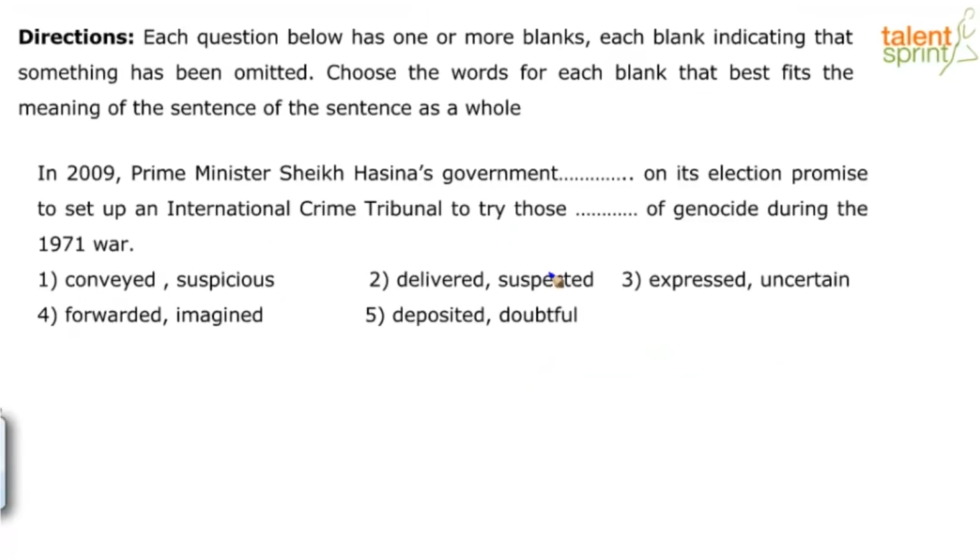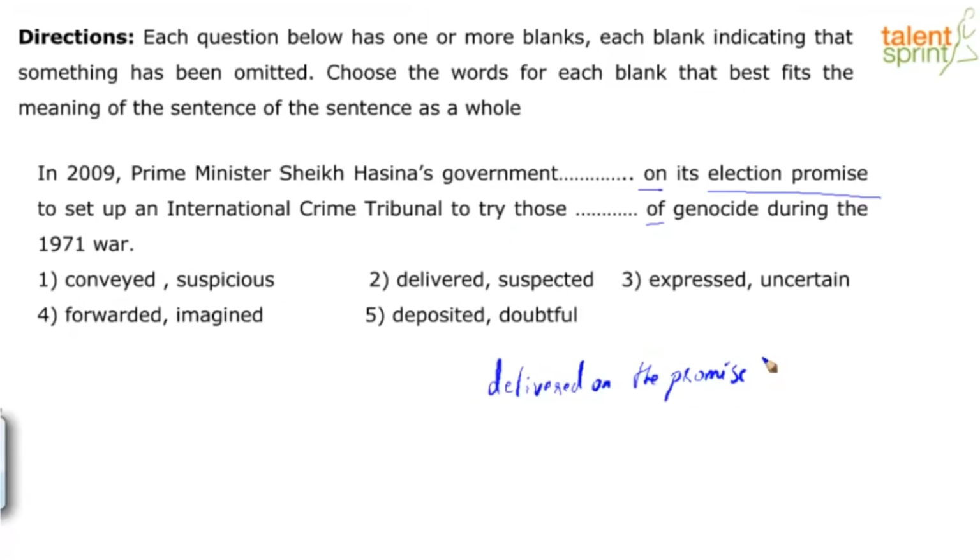Keep in mind the words associated before and after the blank also, right? I have "on" and I have "off" after the blank, which means these are prepositions. And your clue word is that Sheikh Hasina's government has promised something to the people. So what was the action? What was the result? Is it conveyed, expressed, forwarded, deposited or delivered? What's the right word? Delivered on the promise. That's a collocation again.